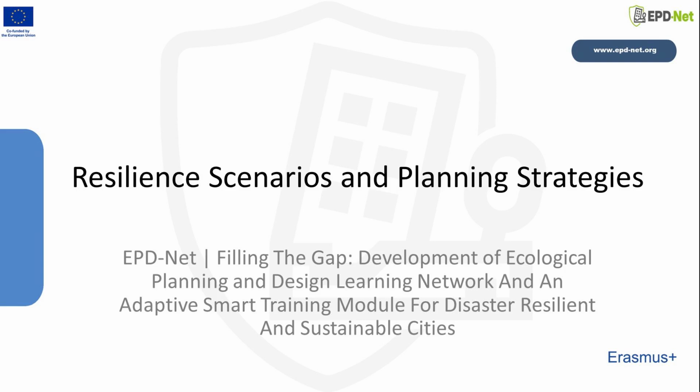Welcome to topic 4503, Resilience Scenarios and Planning Strategies. This presentation explains how urban planners can move from broad resilience ideas to practical decision-making under uncertainty. The central question is not simply how a city can survive disturbance, but how it can prepare, adapt, and improve its capacity to deal with climate-related stress over time.